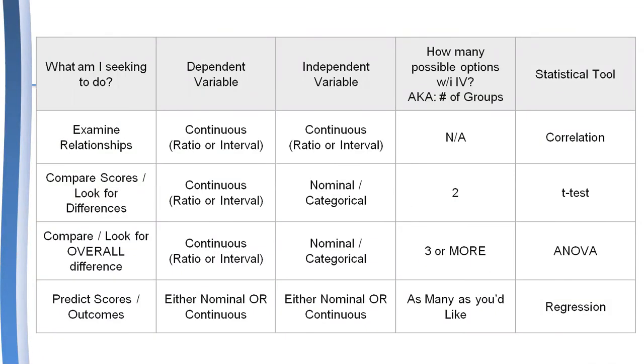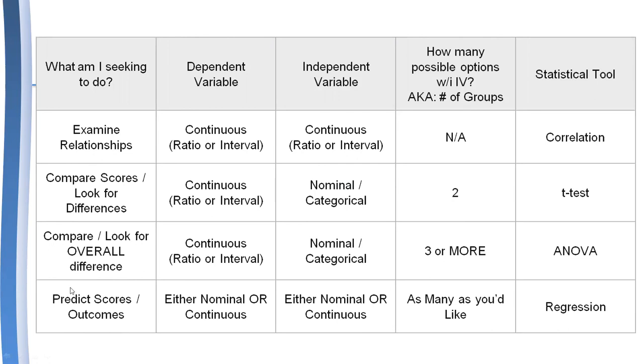Okay, so this chart, this is how you use this, right? You can either look at the question itself and look for keywords, right? What am I seeking to do? Am I examining relationships? Am I comparing scores and looking for differences? Am I comparing and looking for overall differences? Or am I trying to predict a score or an outcome, right?